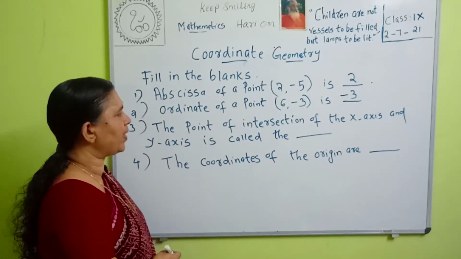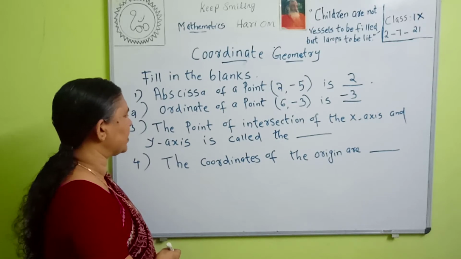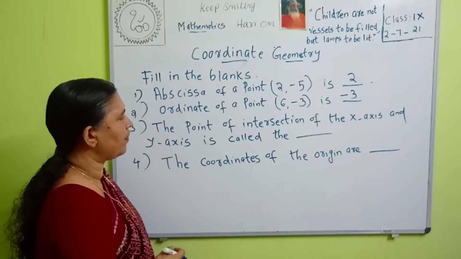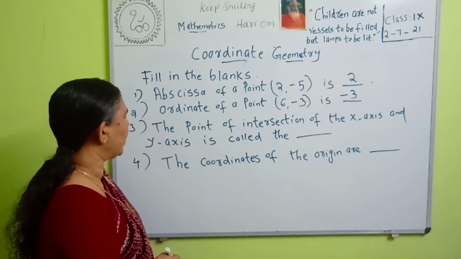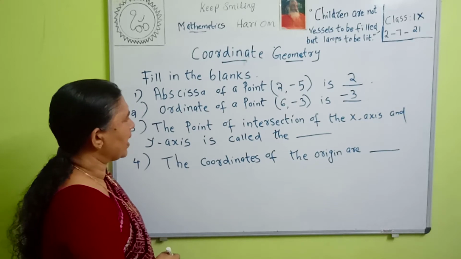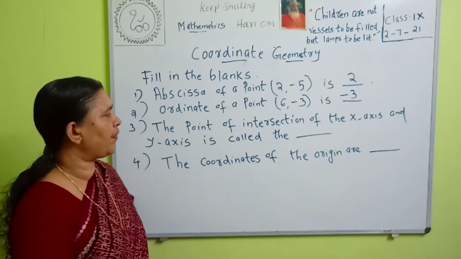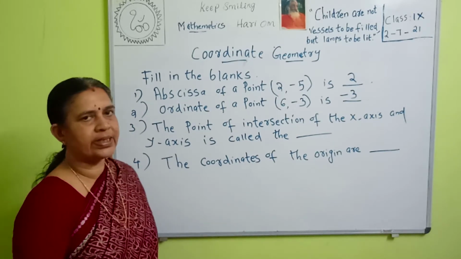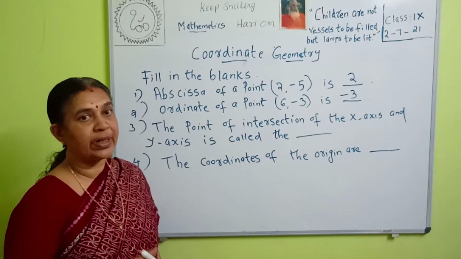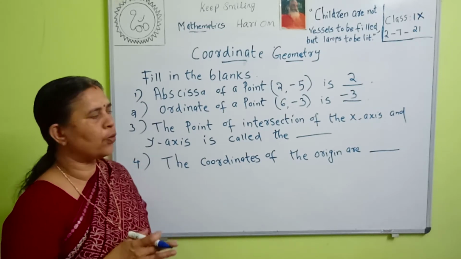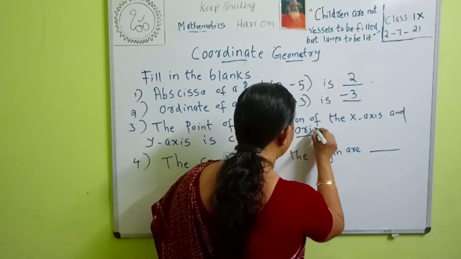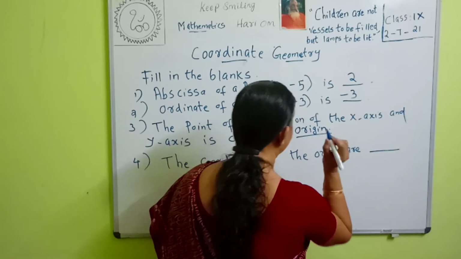The point of intersection of the x-axis and y-axis is called the dash. Unni, what is the name of the point of intersection of the x-axis and y-axis? The x-axis and y-axis meet at a point. That point is called the origin. O-R-I-G-I-N. Origin.